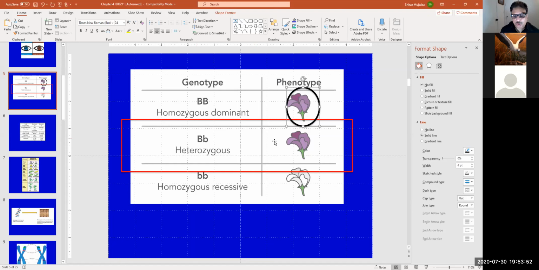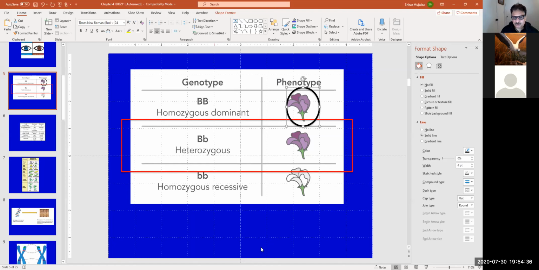Now, as I mentioned, purple color is dominant, so even if big B and small b are present, where small b is a recessive character, the white flower is hidden, it is suppressed, it is recessive. So there could be three situations, right? Big B big B, purple color flower, since these two chromosomes are identical, is called homozygous dominant. Big B and small b are not identical, so this is heterozygous. And when small b and small b come together, it becomes homozygous recessive.